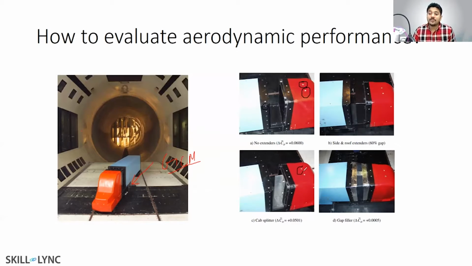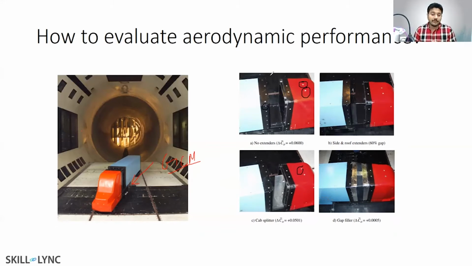These are what you call pressure taps. In other words, these are nothing but pressure sensors. They will basically record the pressure at a given point in time. So they are really precise. And you have around 200 pressure sensors on the entire truck surface.